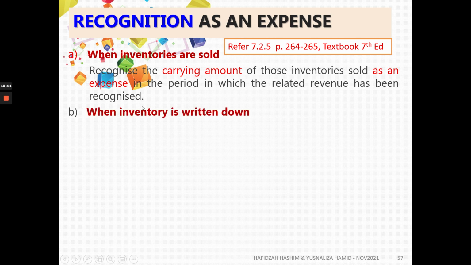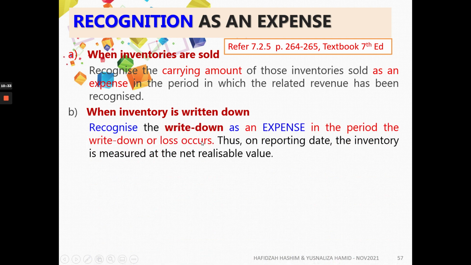The second one, you can also recognize inventories as an expense when the inventory is written down, let's say from the cost to the net realizable value. The recognition of the write down is an expense, and it will be done in the period in which the write down or the loss occurs. So on the reporting date, the inventory will be measured at the net realizable value. This is normally on inventory valuation, and the write down is needed when cost is more than the net realizable value.